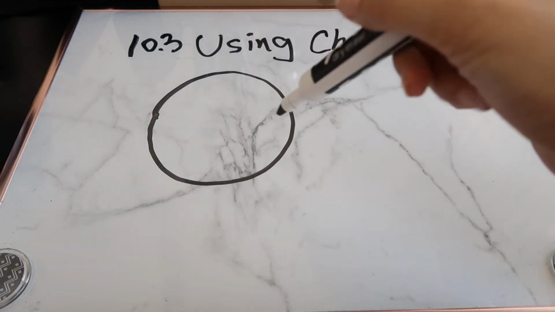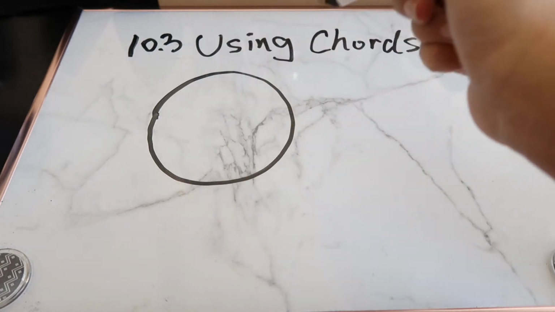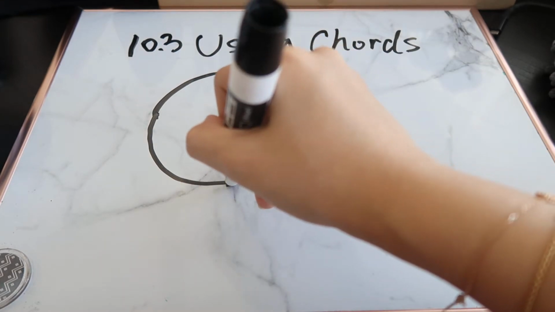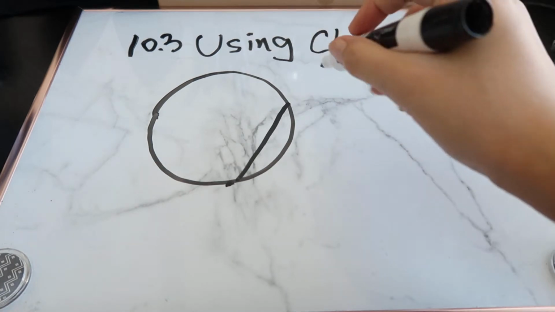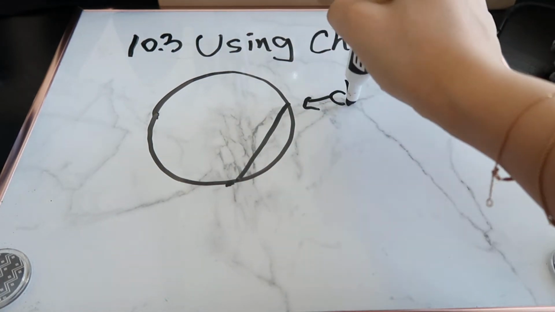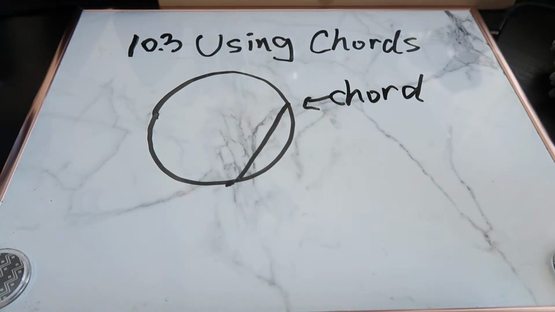So here I already drew a circle, and then what you have to do is literally pick any 2 points and then connect them. So let's say I pick this point and then this point and connect them, this segment right here is a chord. So that's a chord right there. It's just a segment inside the circle.